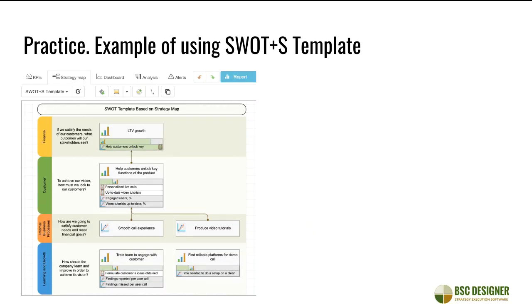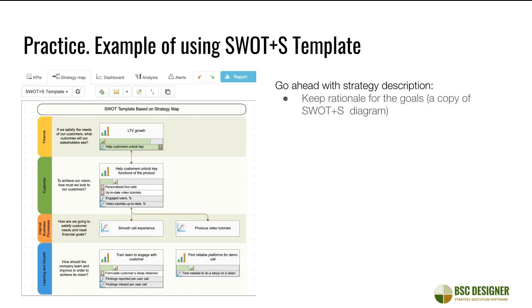That's it. We have converted our SWOT into the SWOT+Strategy Template, and this, I hope, proved to you that it's something more useful than a classical SWOT, because it was easier to move from the SWOT+S Template to the strategy map. And again, some thoughts about what to do with this strategy map.